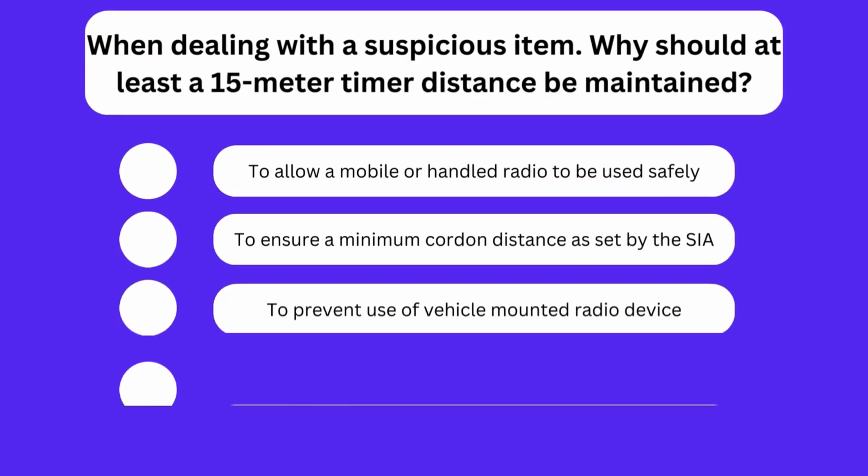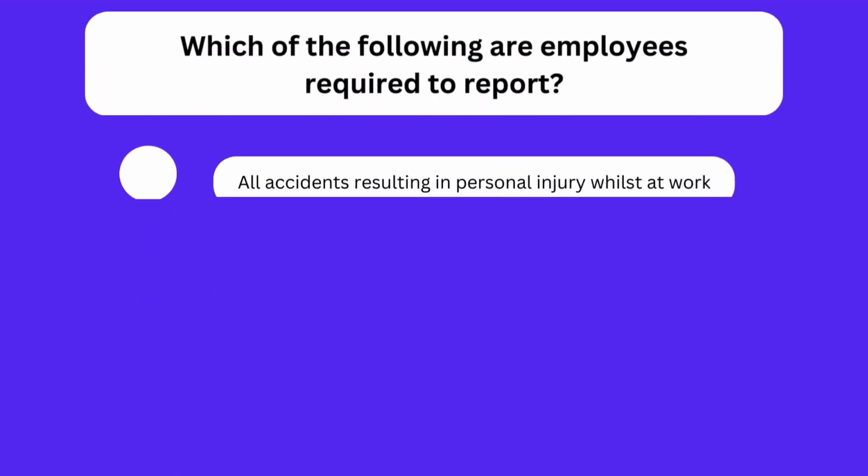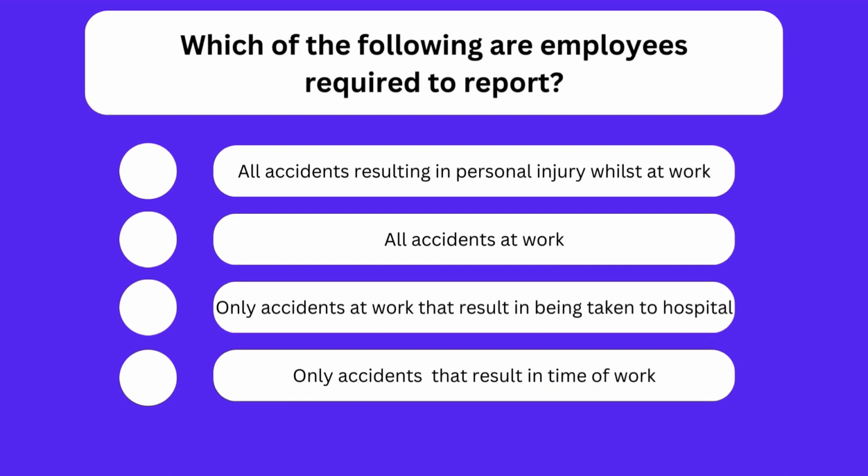Next question is, when dealing with a suspicious item, why should at least a 15-meter distance be maintained? So the correct option is the first one. To allow a mobile or handheld radio to be used safely. Next question is, which of the following are employees required to report?